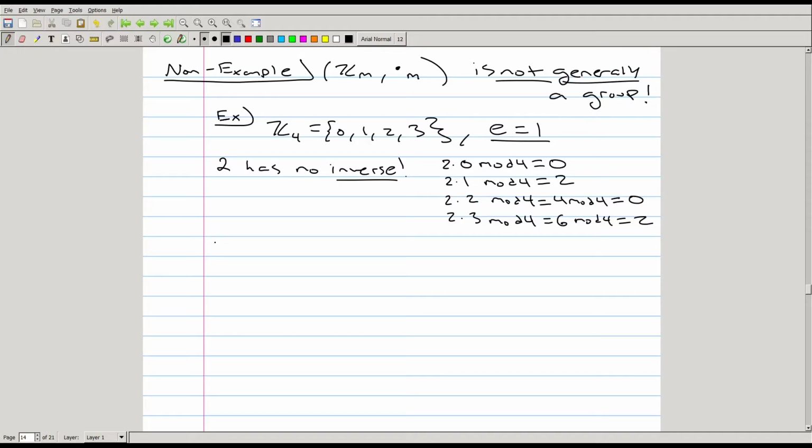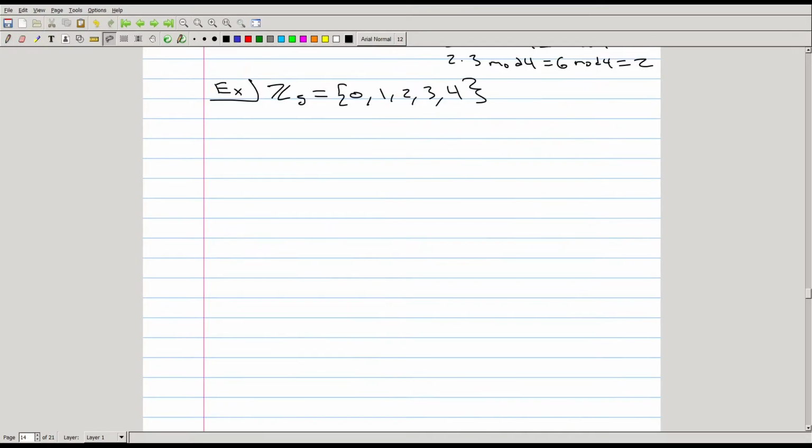However, let's consider another example, take Z5, 0, 1, 2, 3, 4. This set of integers modulo 5 minus the 0 element with multiplication modulo 5 is a group.